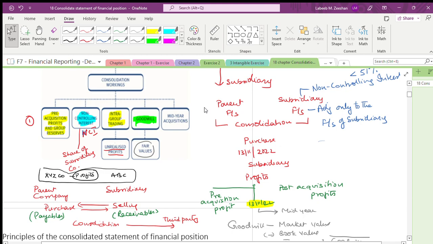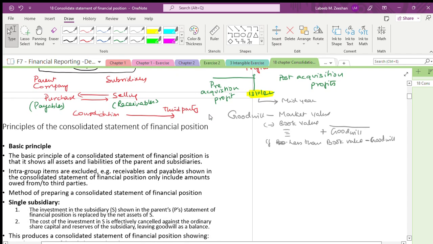Once we are doing a question in this, we will talk about all these factors: pre-acquisition profits, non-controlling interest, intergroup transactions, receivables and payables. We are talking about the goodwill and mid-year acquisitions. Initially, they will give you separate balance sheets, and our task in the examination is to prepare a consolidated balance sheet.